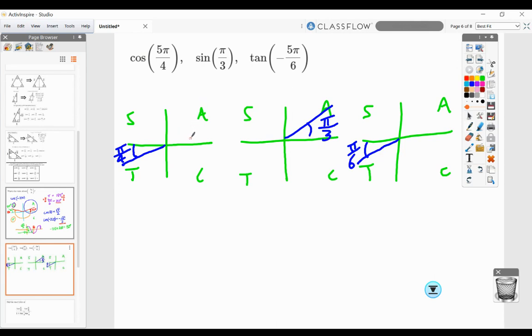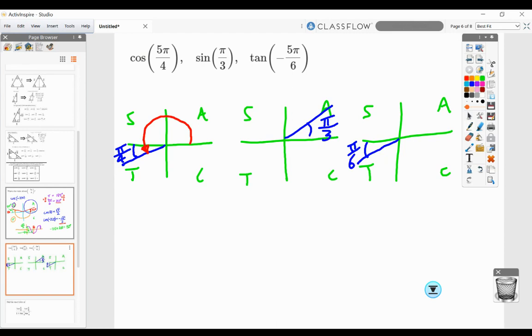So in order then, first is cos of the angle 5 pi over 4. So that would be here. Remember, you go anti-clockwise for positive angle. So 5 pi over 4 would be there, just past pi, just past 1 pi or 180 degrees. So that would make an angle of pi over 4 with the x-axis.